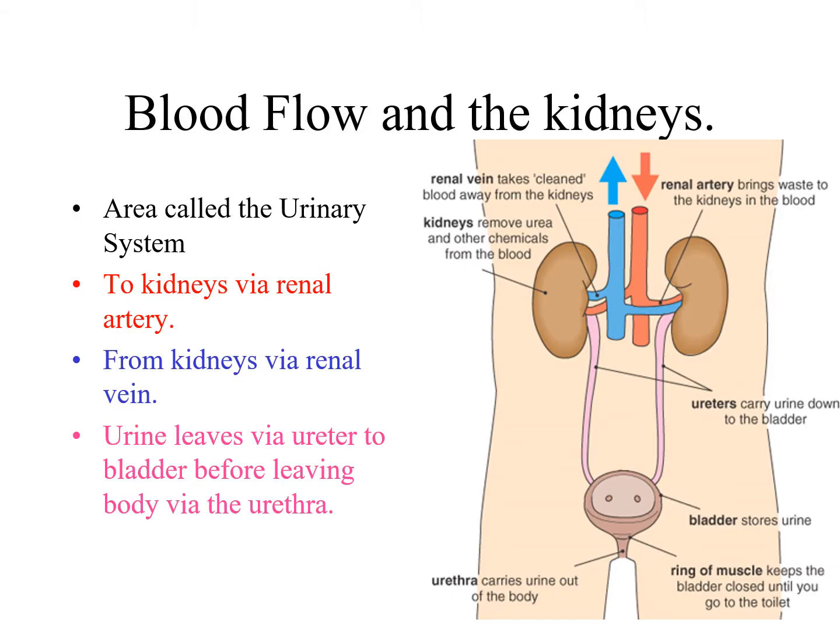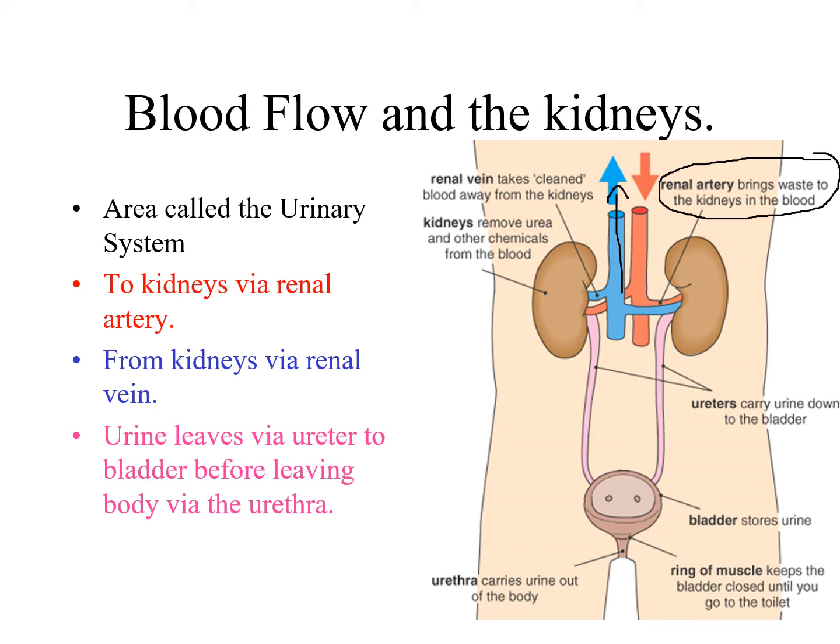So what do you need to know about the kidneys and their blood flow? It's really important, obviously, because that is how we get things to the kidneys. The kidneys are in what we call the urinary system, and the blood enters the kidneys via the renal artery, goes into some capillaries, the afferent and efferent arterioles, which we'll talk about in a few moments, and then the blood leaves via the renal vein, which is taking away the cleaned blood effectively.